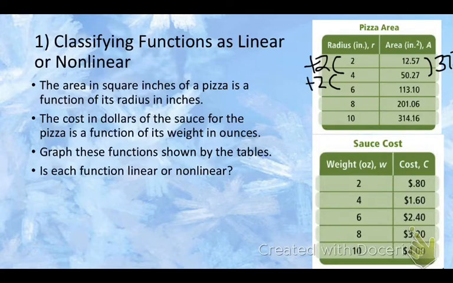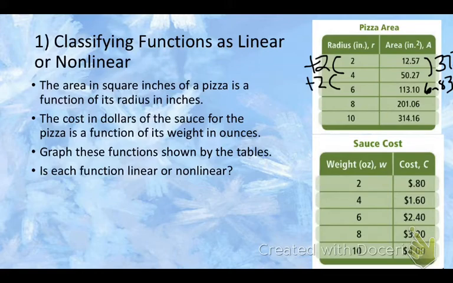Then 113.10 and 50.27 is going up by 62.83. So I already see that I do not have a constant rate of change here. So I can already tell because of that it is going to be nonlinear.